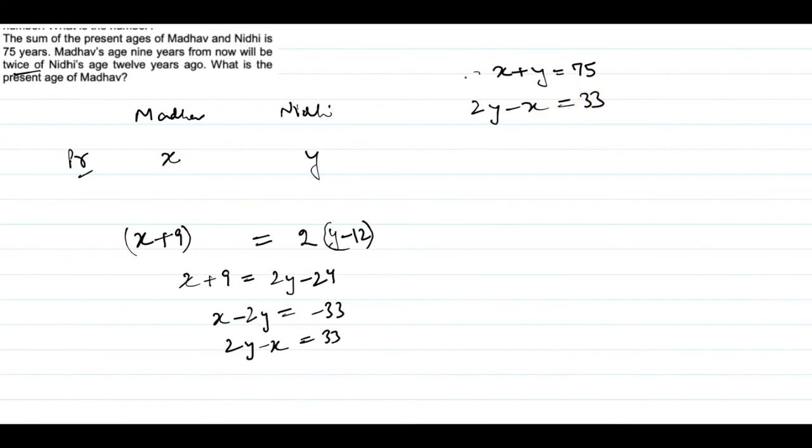Now to solve it, you can simply add them. So you get 3y, x gets knocked off, which is 108. So y is 36. If I put it in any one equation, suppose in this, I'll get x as 75 minus 36, that is 39. Okay, so we had to find the present age of Madhav, that is x, so x is 39.